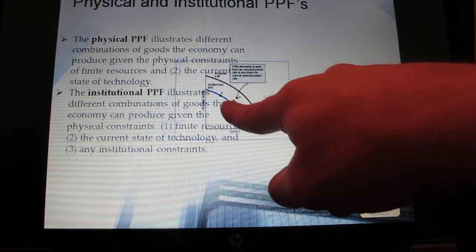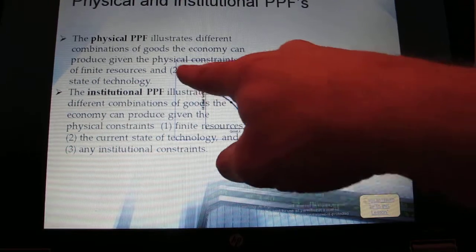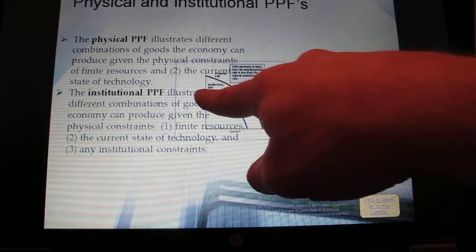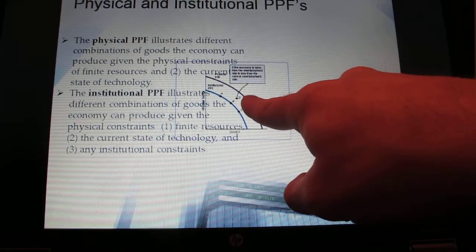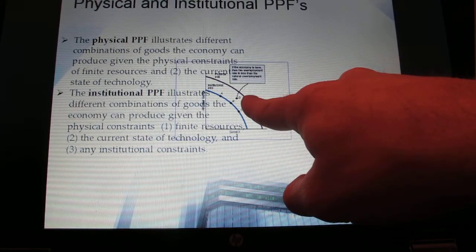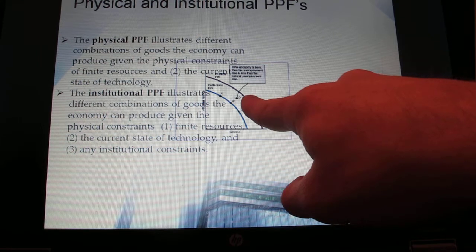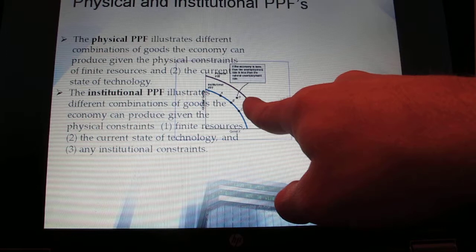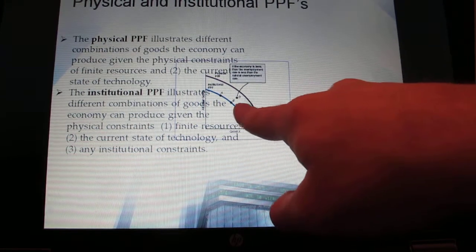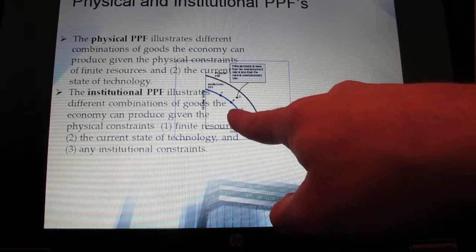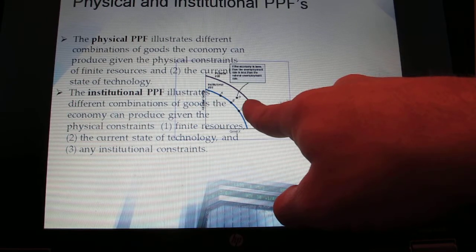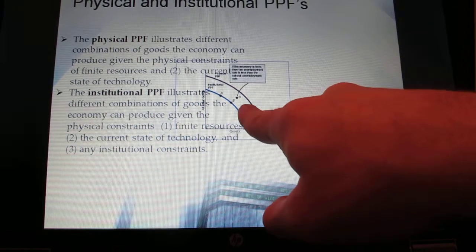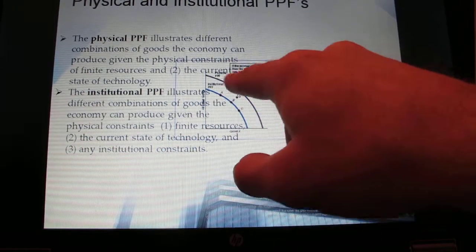So the new point here is that if you recall back to the PPF curves, let's just say we're at this blue line. You can produce guns and butter, or good Y and good X. And you can choose any point along this line, but you can't get out to this purple line. You'd love to, but you can't. If you want to get out to here, you have to have an increase in technology, increase in finite resources, or in this case, in the institutional PPF, you may be able to expand your institutional constraints.